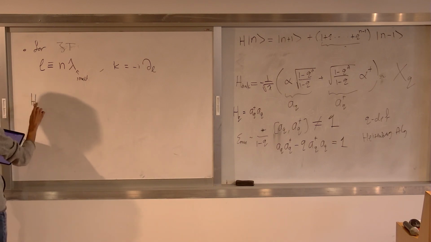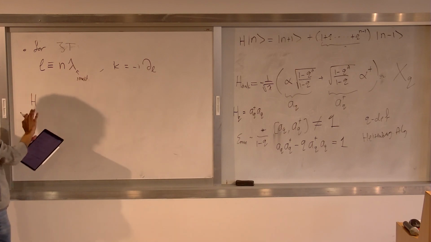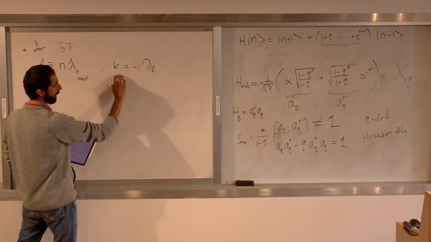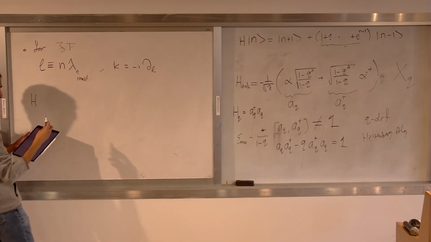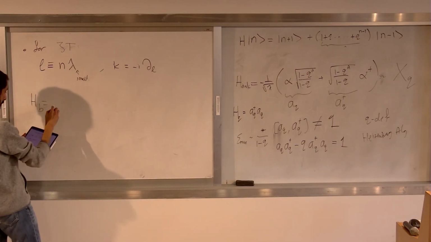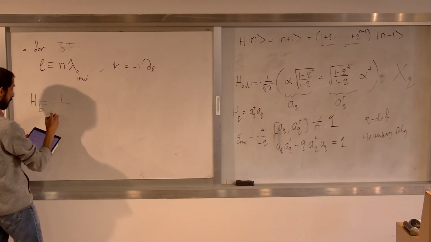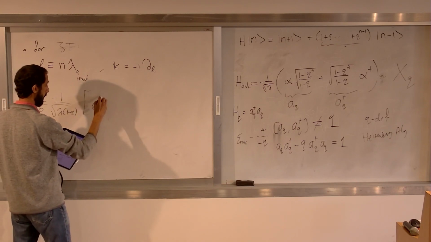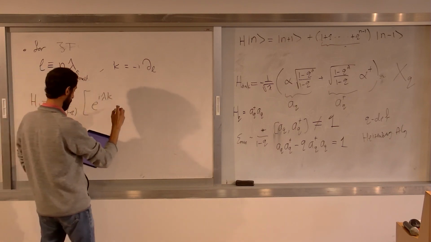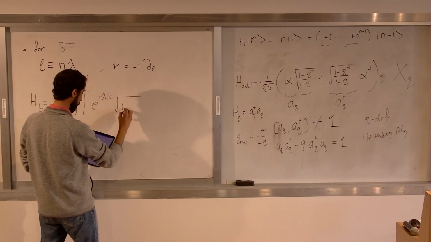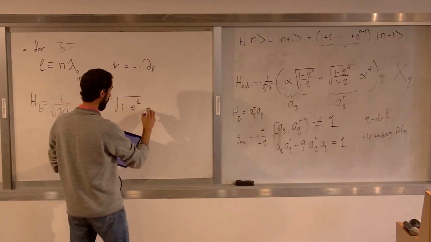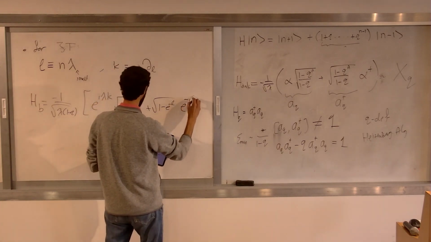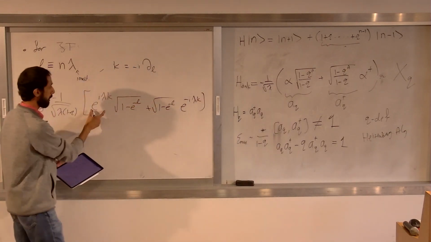The Hamiltonian, just in terms of these variables. Now what I'm going to write doesn't really assume anything except that K is a derivative of L, that the derivative of L makes sense. H bulk is 1 over minus square root lambda times 1 minus q, of e to the I lambda k times square root of 1 minus e to the minus L, plus square root 1 minus e to the minus L e to the minus I lambda k. These were the shift operators.